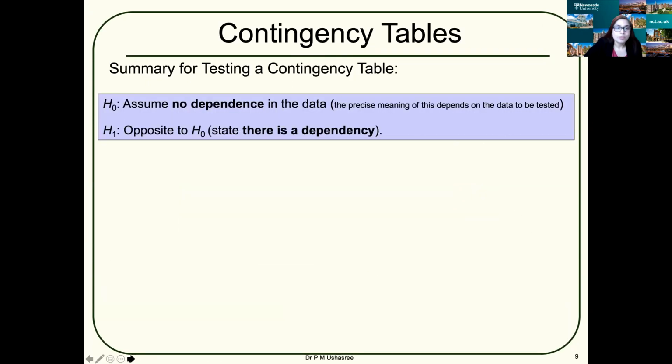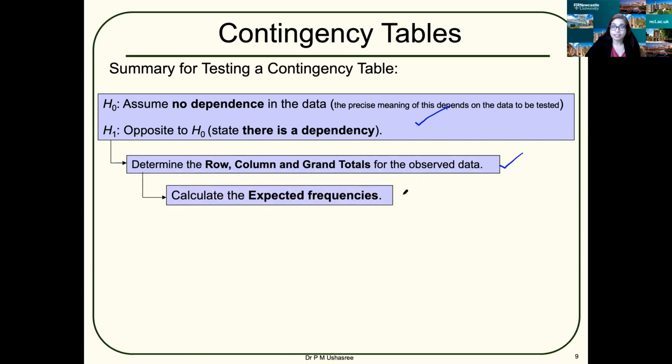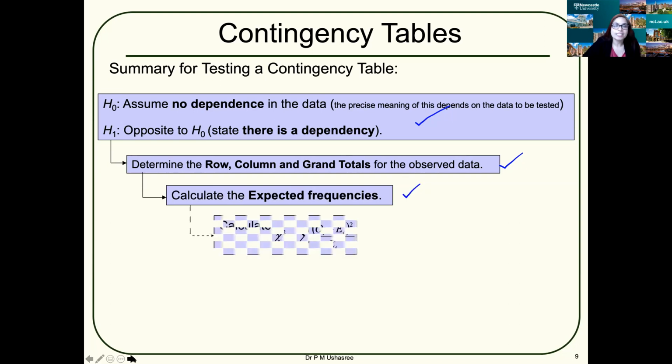Okay, so now we have done the first step, the second step, and the third step. Let's go to the fourth step, that is calculating the chi-square statistic.